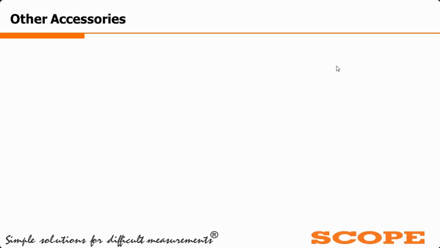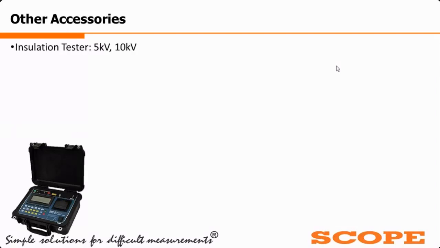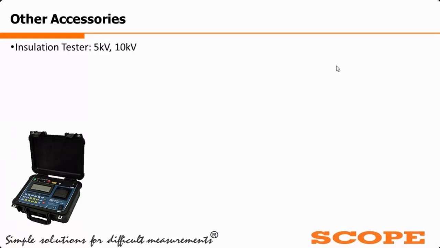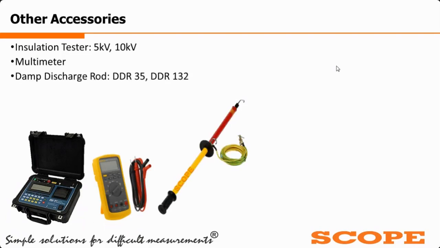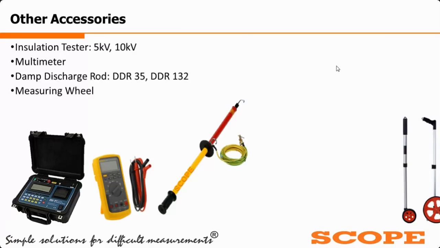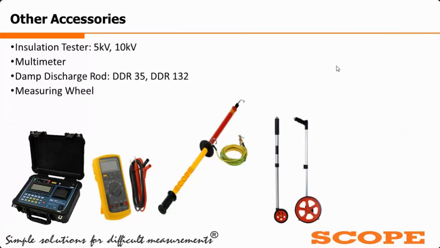Next, Scope is also offering other accessories like 5 kV and 10 kV insulation testers for diagnosis purposes. Scope is also offering multimeters for diagnosis purposes. Next, Scope is offering up to 132 kV rated discharge rods for discharging the cable entirely. The next one is the measuring wheel. Scope is offering the measuring wheel to measure the cable distance above the earth surface.